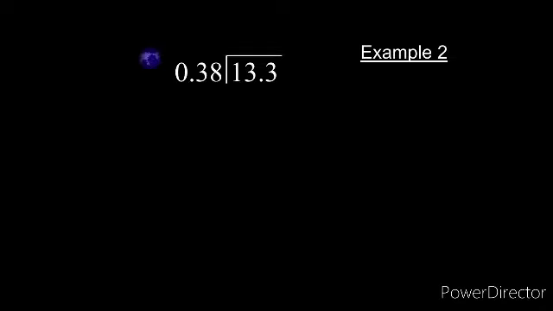Let's move forward to our example number 2. For this division problem, we have 13.3 divided by 0.38. Just remember the rule of this division problem: locate the decimal point in our divisor. In this case, the decimal point is located in between the 0 and the 3, no?